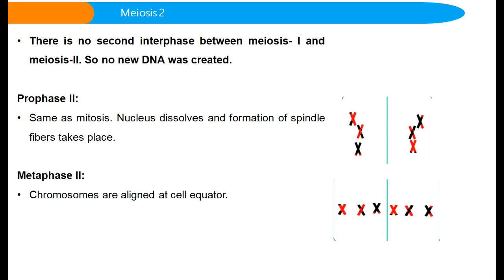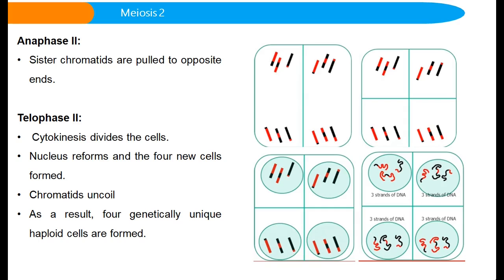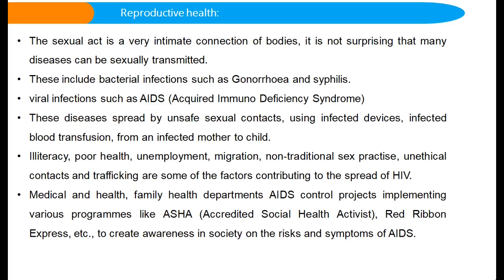So, coming to prophase 2, same as mitosis, nuclear membrane dissolves and the formation of spindle fibers takes place. And in metaphase 2, the chromosomes are aligned at the cell equator. And in anaphase 2, sister chromatids are pulled to opposite ends. And in telophase 2, cytokinesis divides the cells, nucleus reforms and the 4 new cells are formed, and chromatids uncoil into chromatin material, and as a result 4 genetically unique haploid cells are formed, and this is the process of meiosis, also called reduction division.